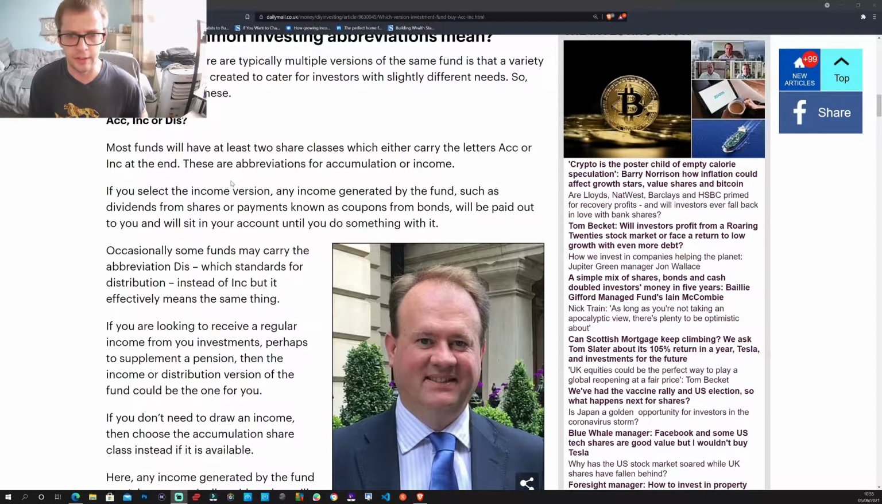Most of these will have at least two share classes which either carry the letters ACC or INC at the end. These are abbreviations for accumulation or income. If you select the income version, any income generated by the fund, such as dividends from shares or payments known as coupons from bonds, will be paid out to you and will sit in your account for you to do something with it, or you can reinvest it.